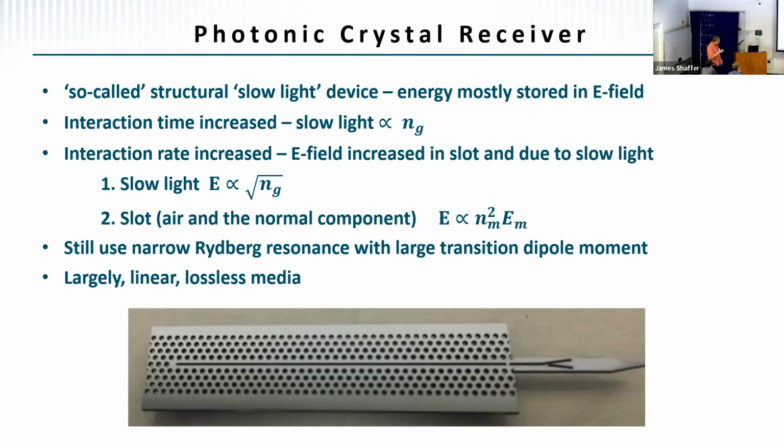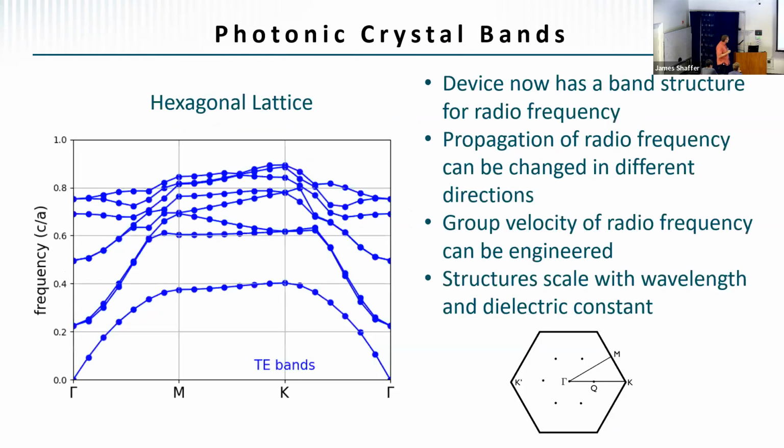Okay, it's important that this slow light structure is what people refer to as structural slow light, not an atomic or material slow light system. Because in the material slow light system, most of the energy is stored in the polarization of the material, whereas here, most of the energy is stored in the electromagnetic component of that polariton, and that means that you do get an increase in the electric field amplitude in here. I guess that's that slide.